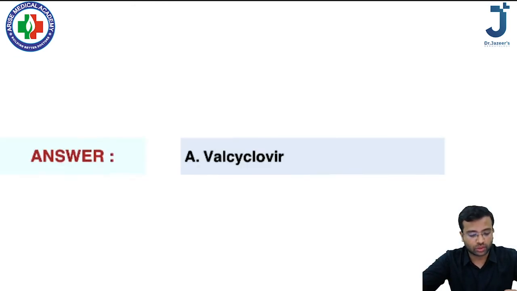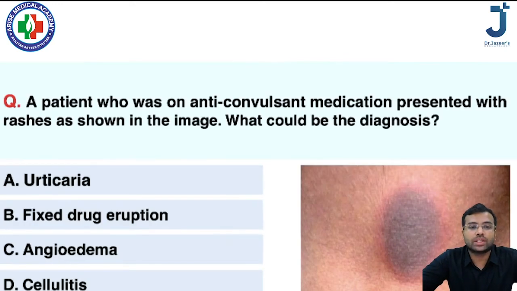Now going to the next question. A patient who was on anticonvulsant medication presented with the rashes as shown in the image. What could be the diagnosis? If you carefully note the question, they have given you a history of a drug intake. That is, the patient has taken an anticonvulsant and developed these rashes after taking the drug. So this is more likely indicating a fixed drug eruption.